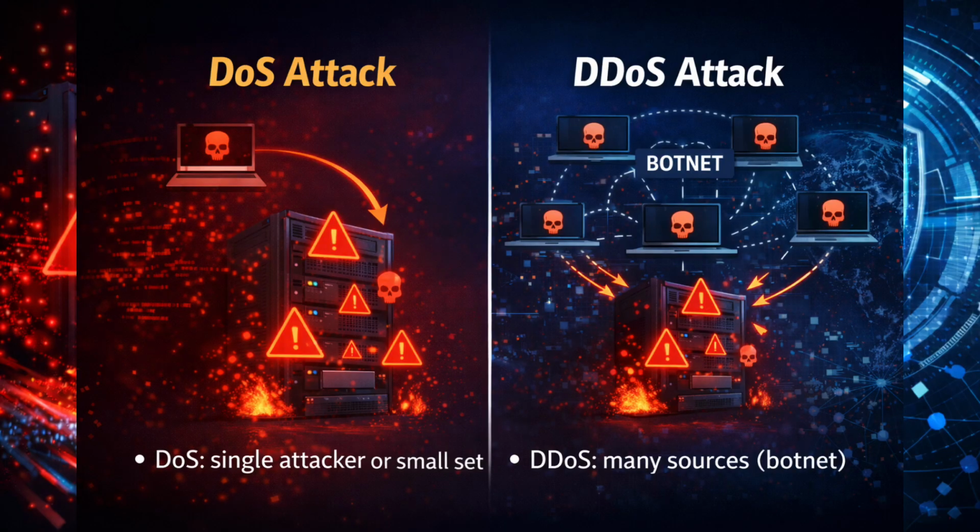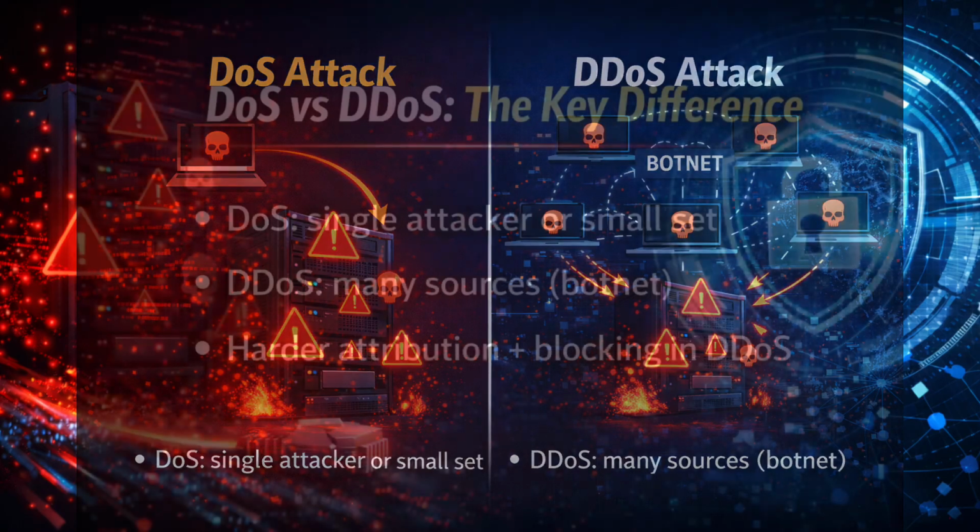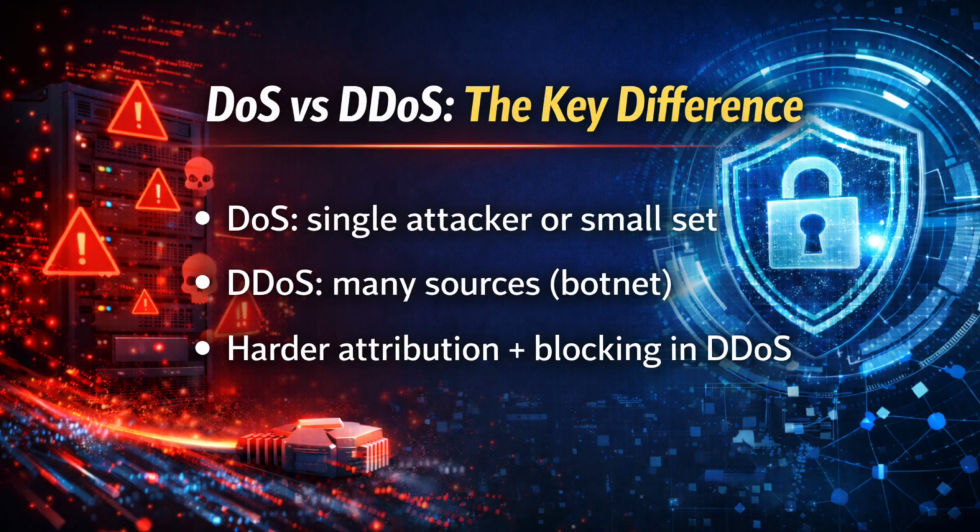Traffic arrives from many different IPs and networks, often through a botnet, such as compromised computers, servers, or Internet of Things devices, under attacker control. Because the traffic is distributed, simple IP blocking fails. And because the volume can be huge, the target may not even have enough bandwidth to receive legitimate traffic. DDoS also complicates investigation. The visible sources are often victims too, so defenses tend to focus on absorbing, filtering, and shifting traffic rather than finding the attacker.